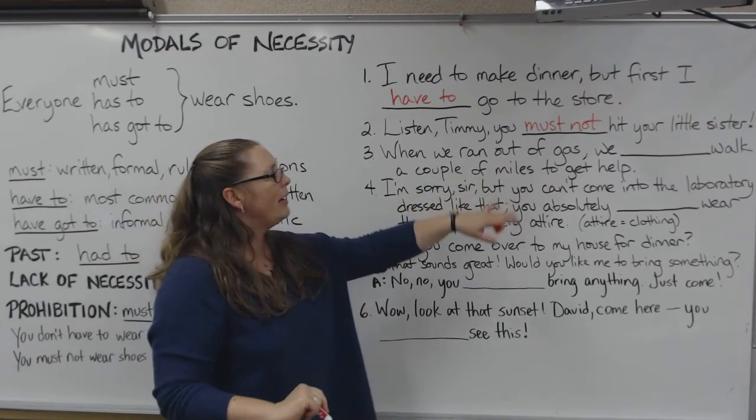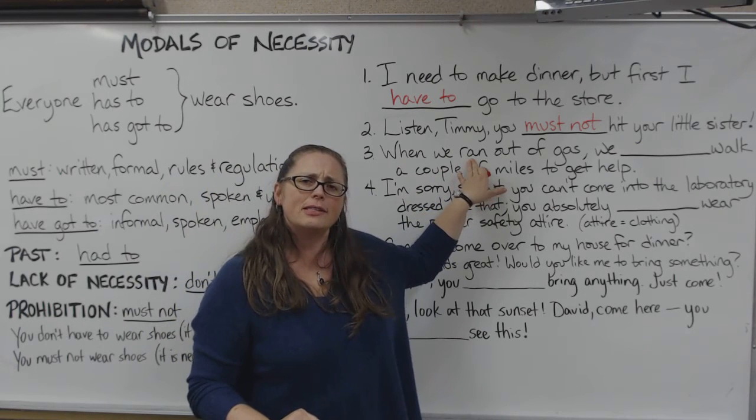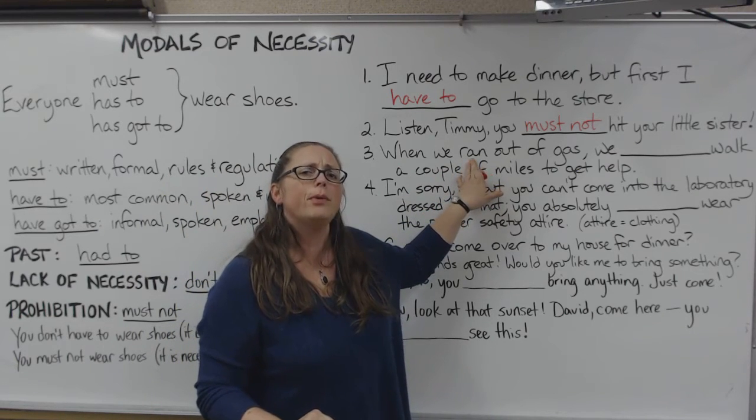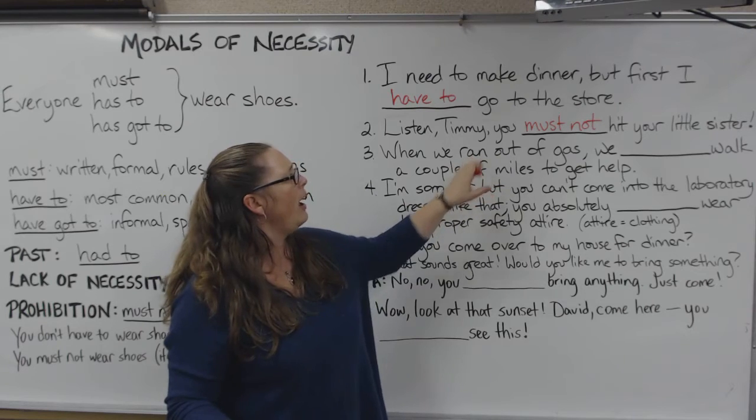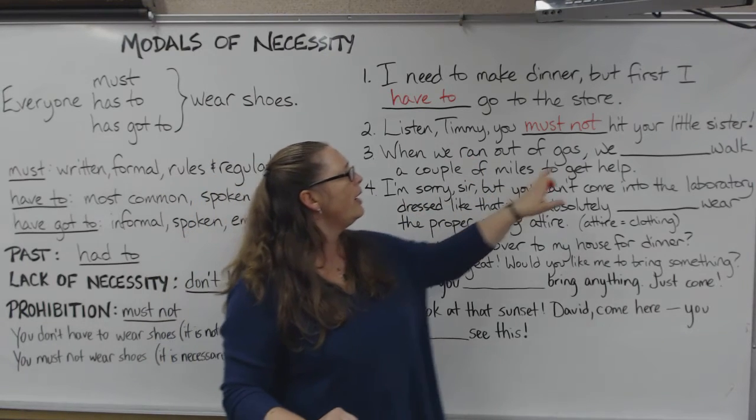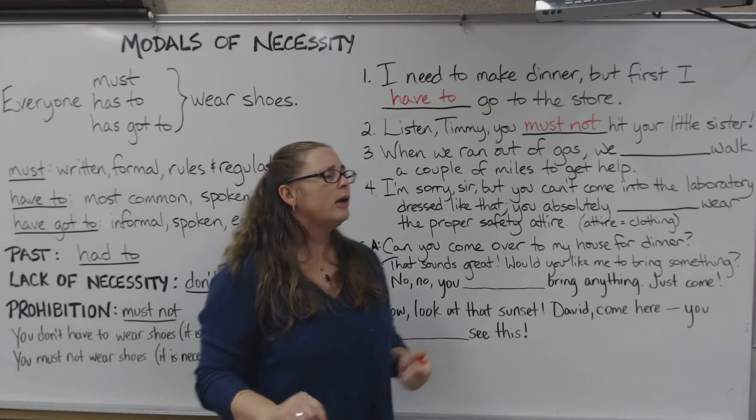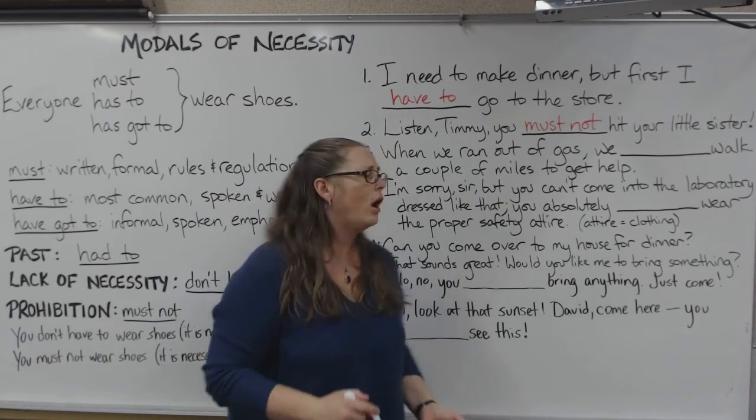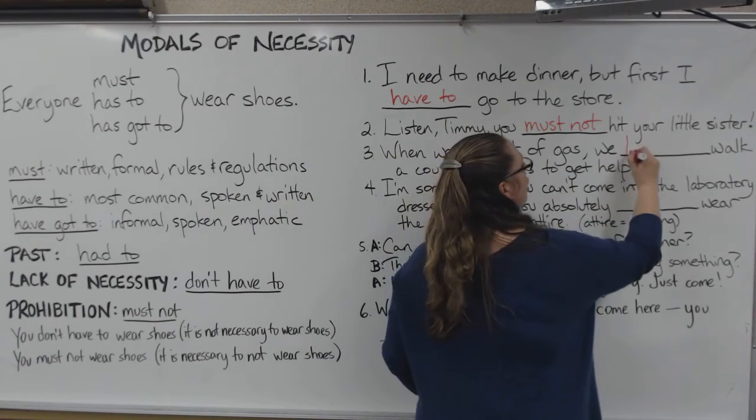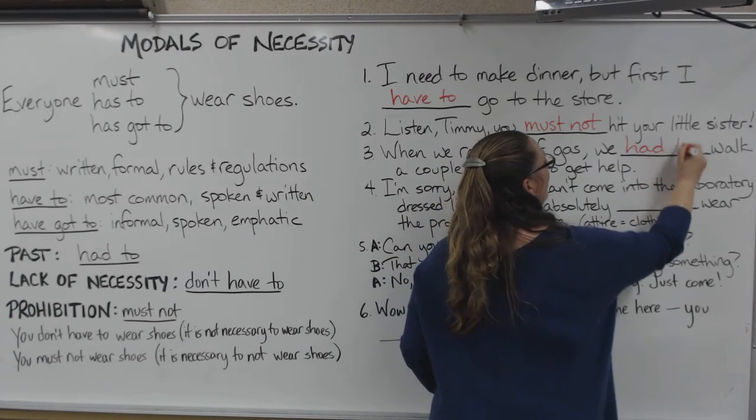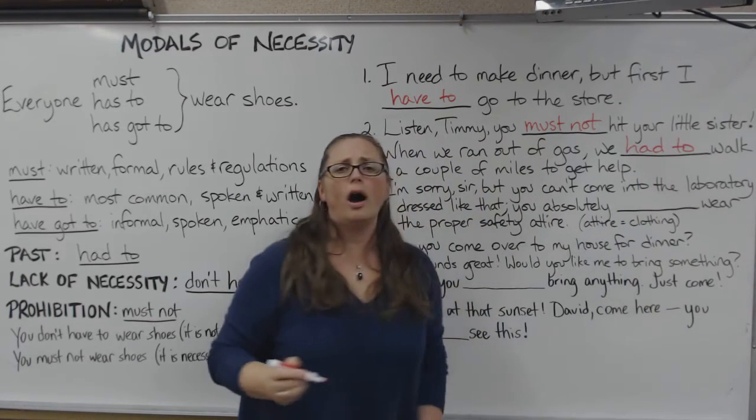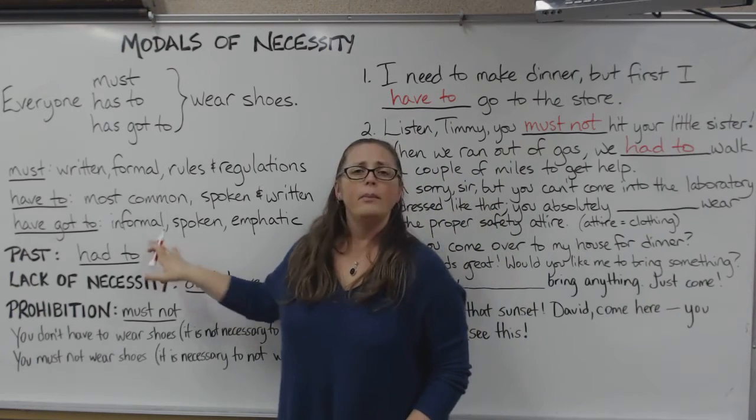When we ran out of gas, what verb tense is this? This is the simple past. Ran out of gas. We walk a couple of miles to get help. It was necessary to walk a couple of miles. We had to walk. It's our only past form.